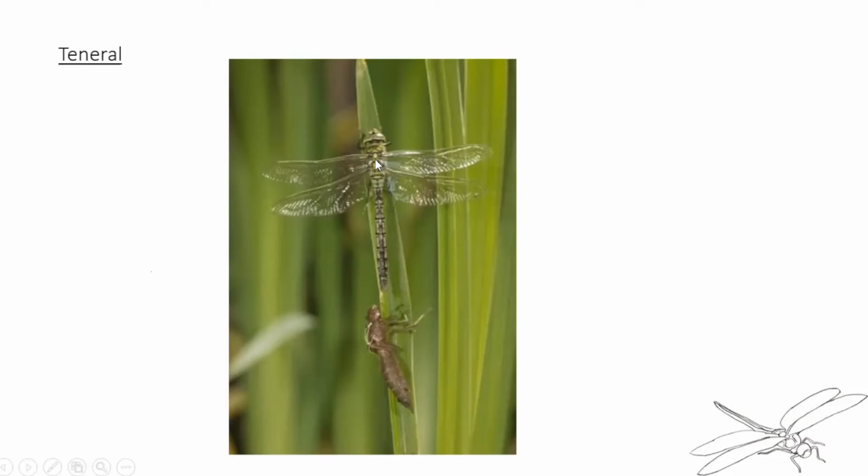They then sit in this position, the teneral. It's in a very delicate position. It's very, very soft. It's very, very vulnerable. Birds can now attack it because they can see it. Other insects can attack it. Bigger dragonflies can attack it. So it's there and it's dicing with its life.